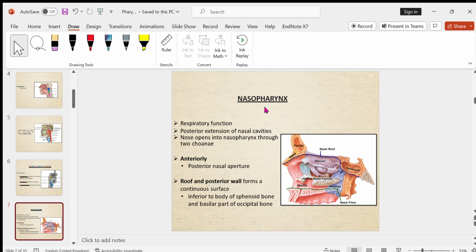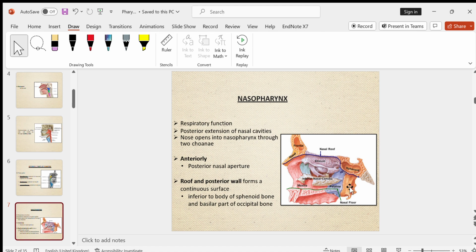But the nasopharynx specifically has a respiratory function. It is not involved in digestion or swallowing. It is involved in respiration. So the posterior extent of the nasal cavities forms the start of the nasopharynx. In my previous lecture on the nose, I told you the boundaries of the nasal cavity: the roof, the floor, and the lateral and medial walls. The posterior extent of the nasal cavity was the posterior nasal aperture. So this is the start of the nasopharynx.